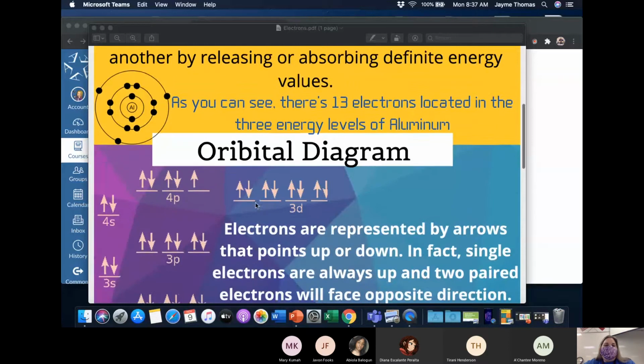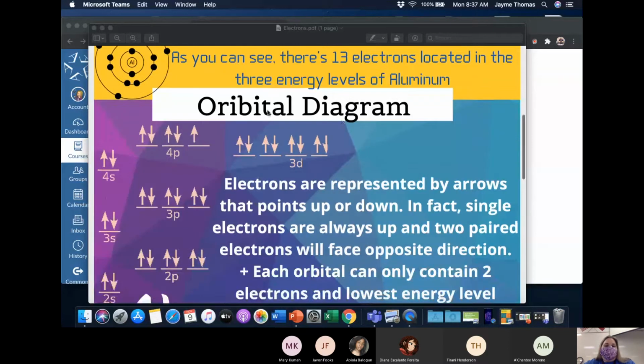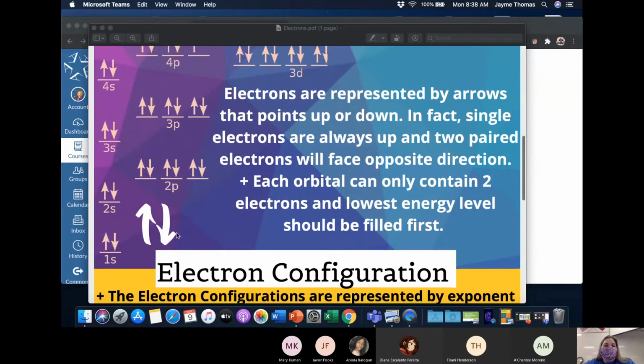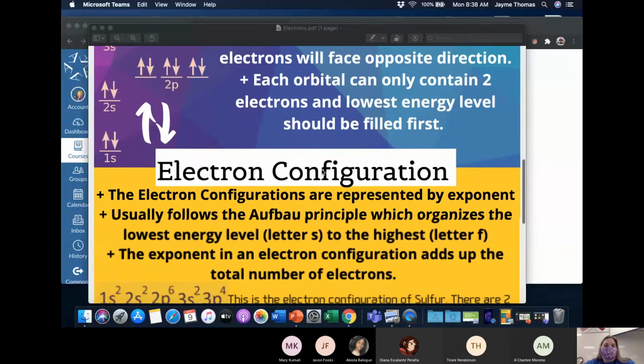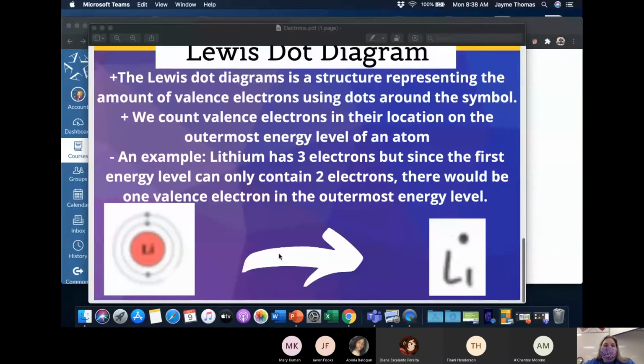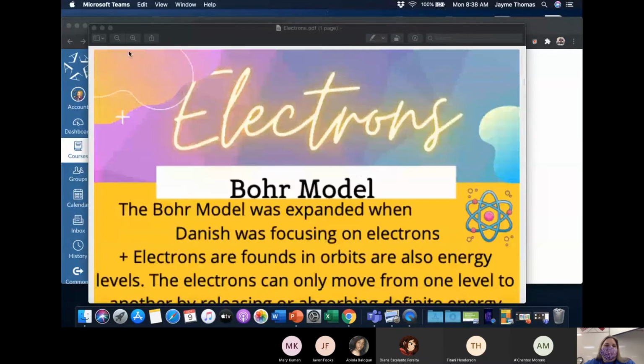Then they have an orbital diagram. So here's the next subtopic. So I can clearly see this is the title of the subtopic. Here's an image, and here's the text to kind of go with it. Here's the next subtopic, the electron configuration. Here's the information about it. They have a little example of it here. And then they have the Lewis dot diagram. Here's the information, and they have visuals. Okay. So it's all kind of on one page, and it's really nicely put together.